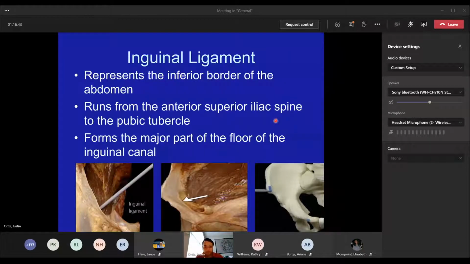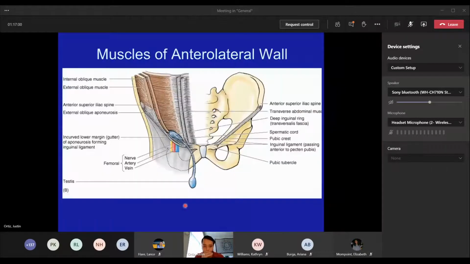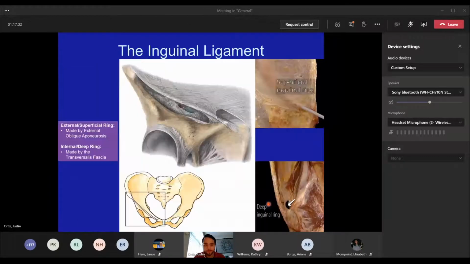Okay, so inguinal ligaments. This is just going to run from the ASIS, the anterior superior iliac spine, to the pubic tubercle. It's just going to form the major floor of the inguinal canal. So again, here are images of the inguinal ligament, looking at the inside of it. I'm going to skip this. There's nothing to talk about here.